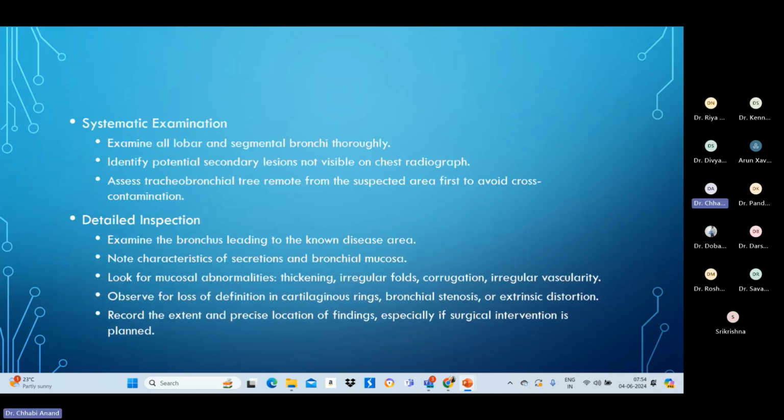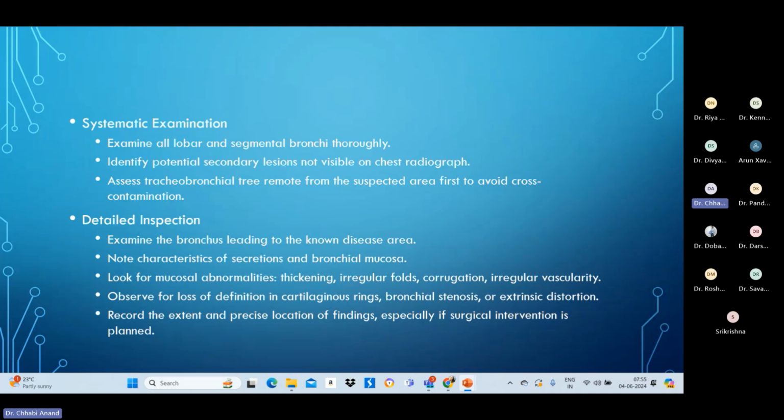Then we can do systematic examination. Examine all lobar and segmental bronchi thoroughly. Identify potential secondary lesions that are not visible on chest radiograph. And you can assess the tracheobronchial tree remote from the suspected area first to avoid cross contamination.